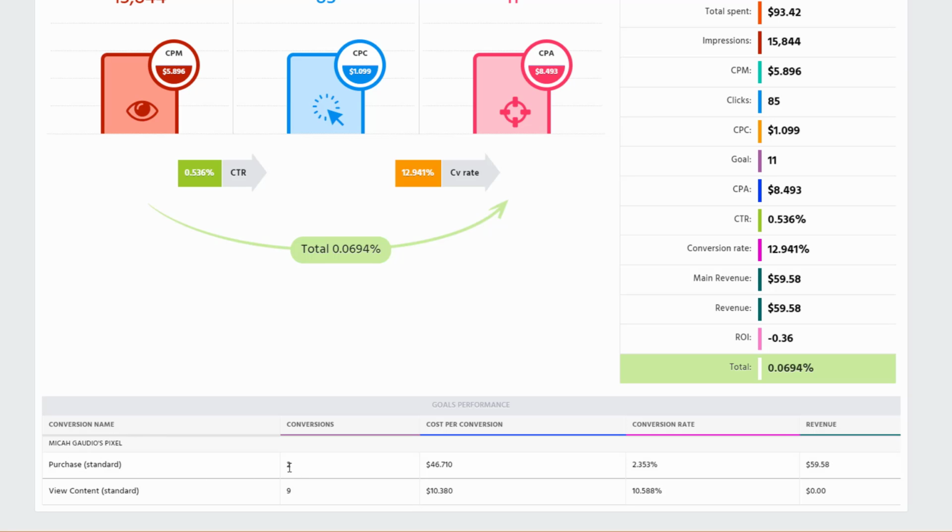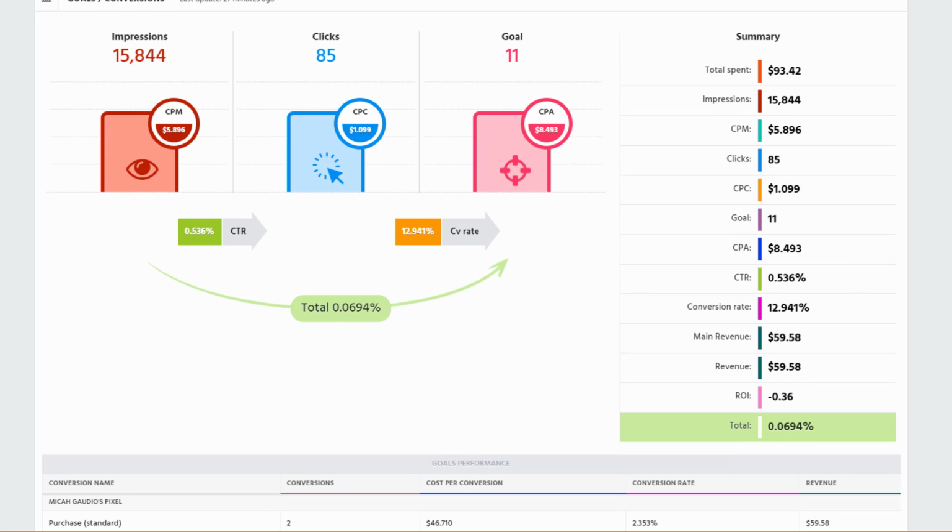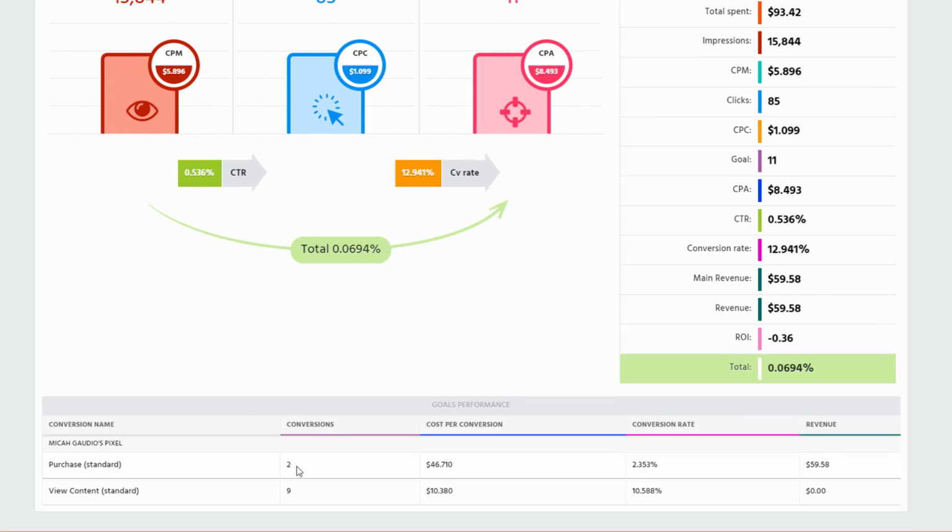The purchase standard here is only 2, so we only had 2 people actually convert. It's counting 9 other conversions for the view content or the add to cart. So it's very important when you do funnels to realize and separate out your conversions. Sometimes you might think right off the bat you had 8 conversions, but if you dig a little deeper into your funnel, you see you only got 2. So that's a conversion rate of 2% rather than 10% or 12%, what we're looking at. So be careful.